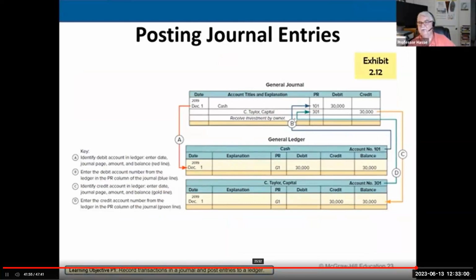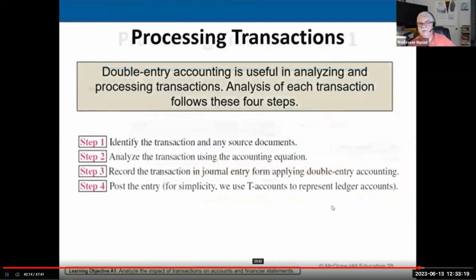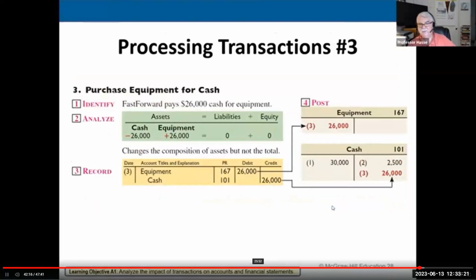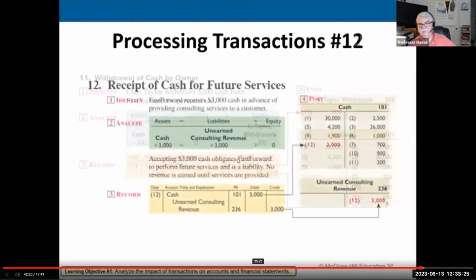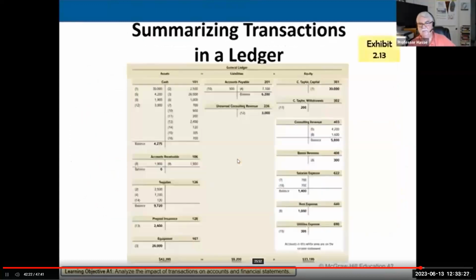This is the general journal. You have to do this in quiz number one. You record the transaction, and then you take those amounts and post them to the debit side of cash and to the credit side of capital. You're now posting those to the ledger. And this is part of my video over the weekend, so I'm going to skip through this. You'll see this over the weekend.